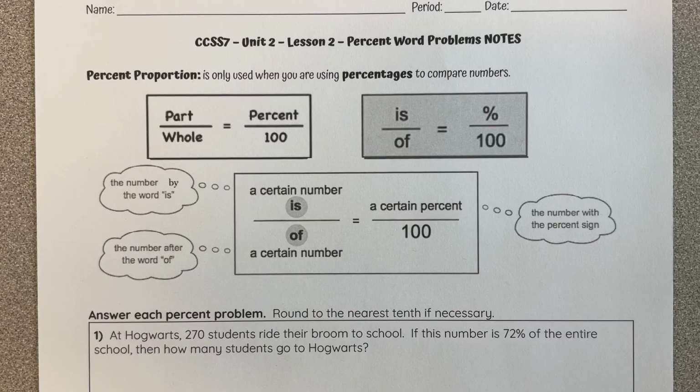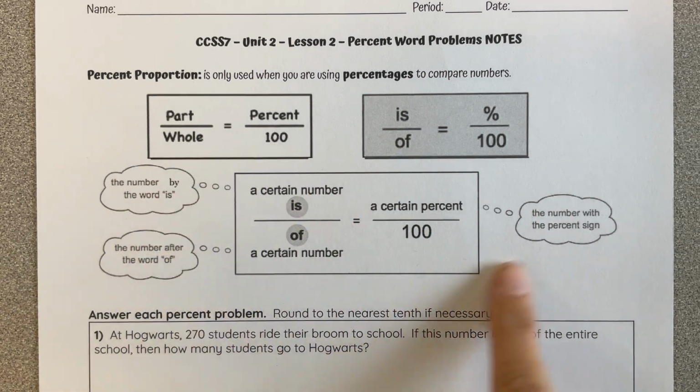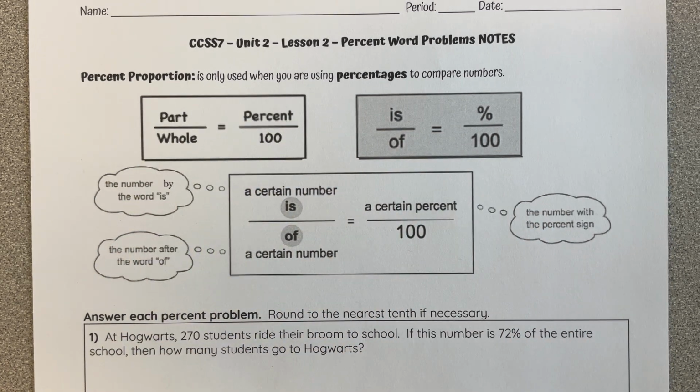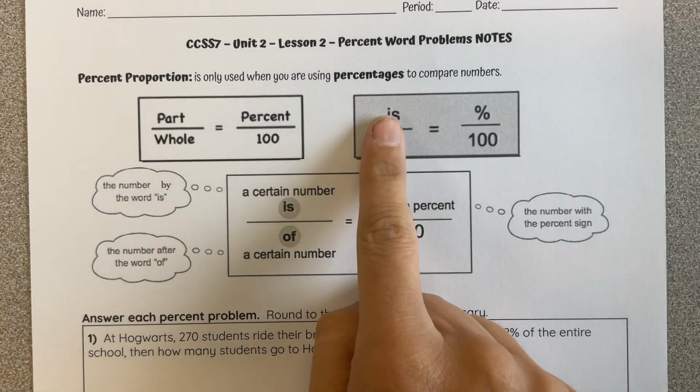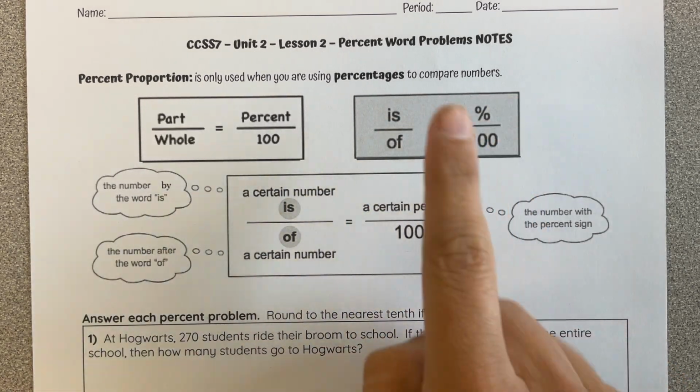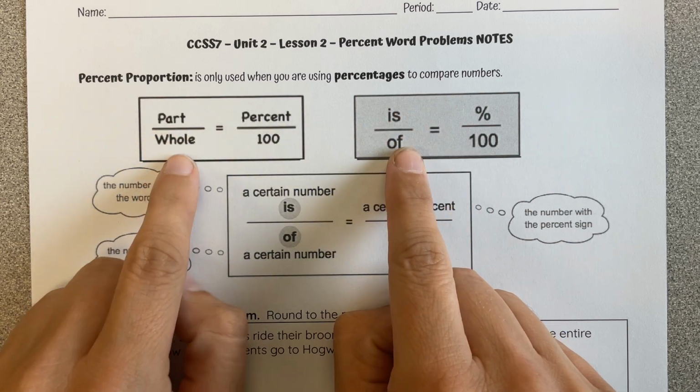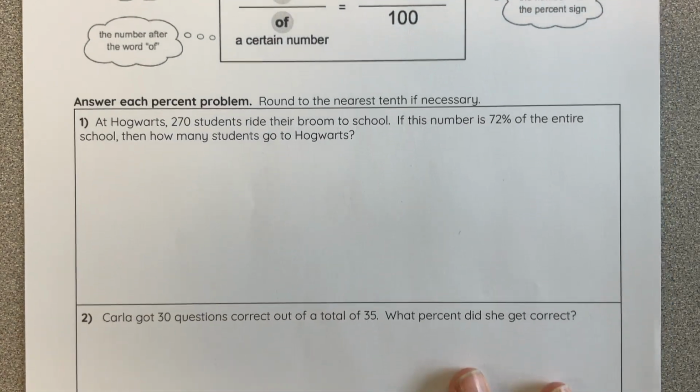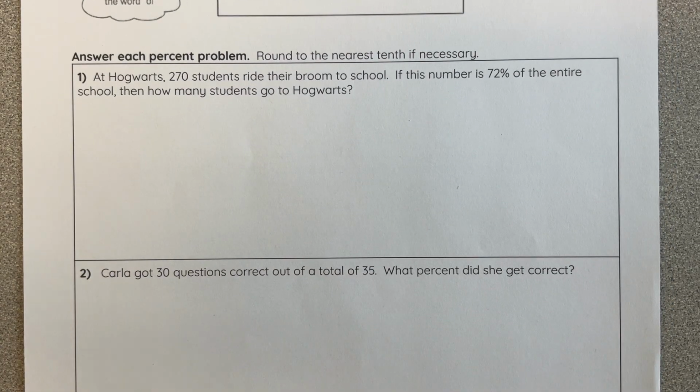For the last lesson, we looked at just general percent problems. We are going to now be looking at percent word problems. So we're still using that same setup. We've got the is over of equals the percent over 100, because is goes with the part, of goes with the whole. And let's go ahead and just solve some of these problems.